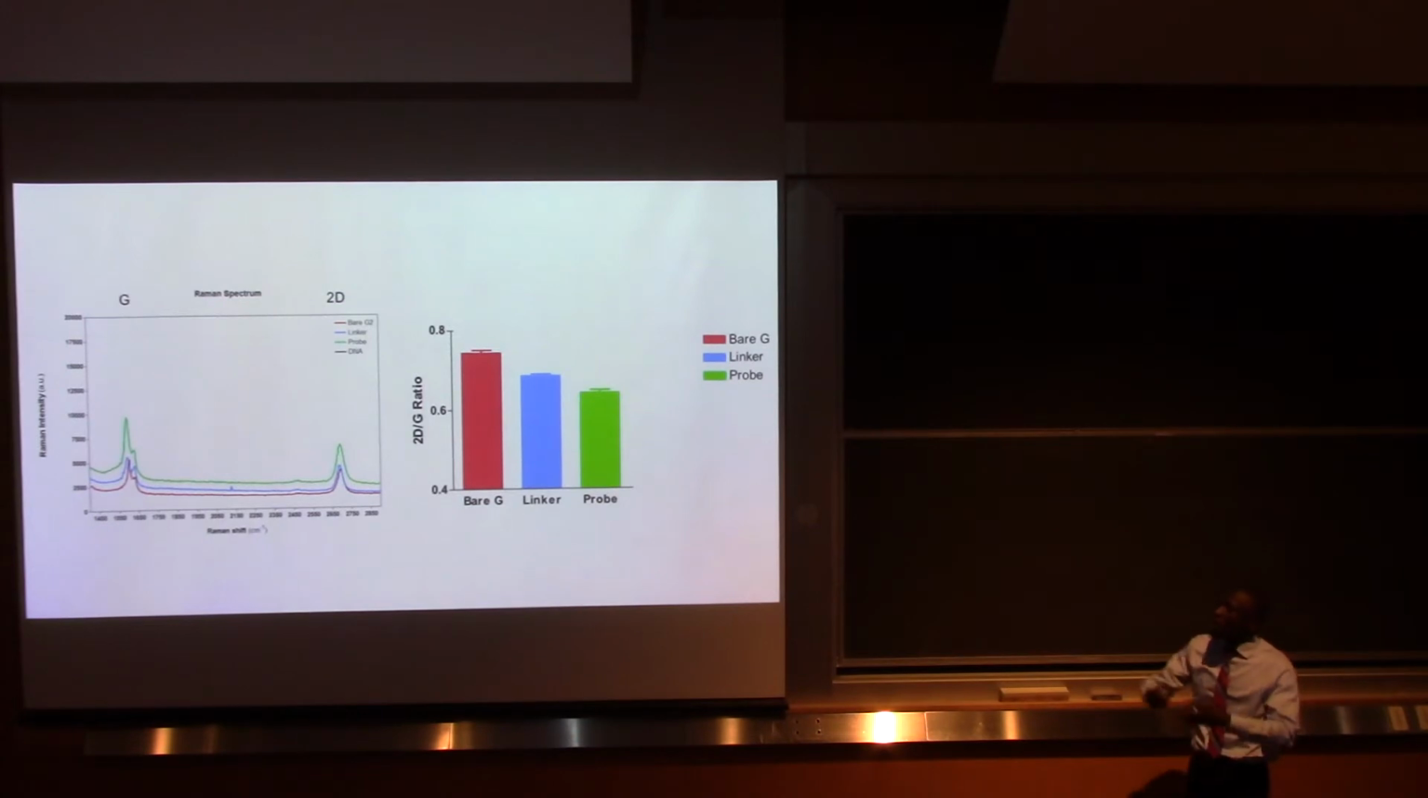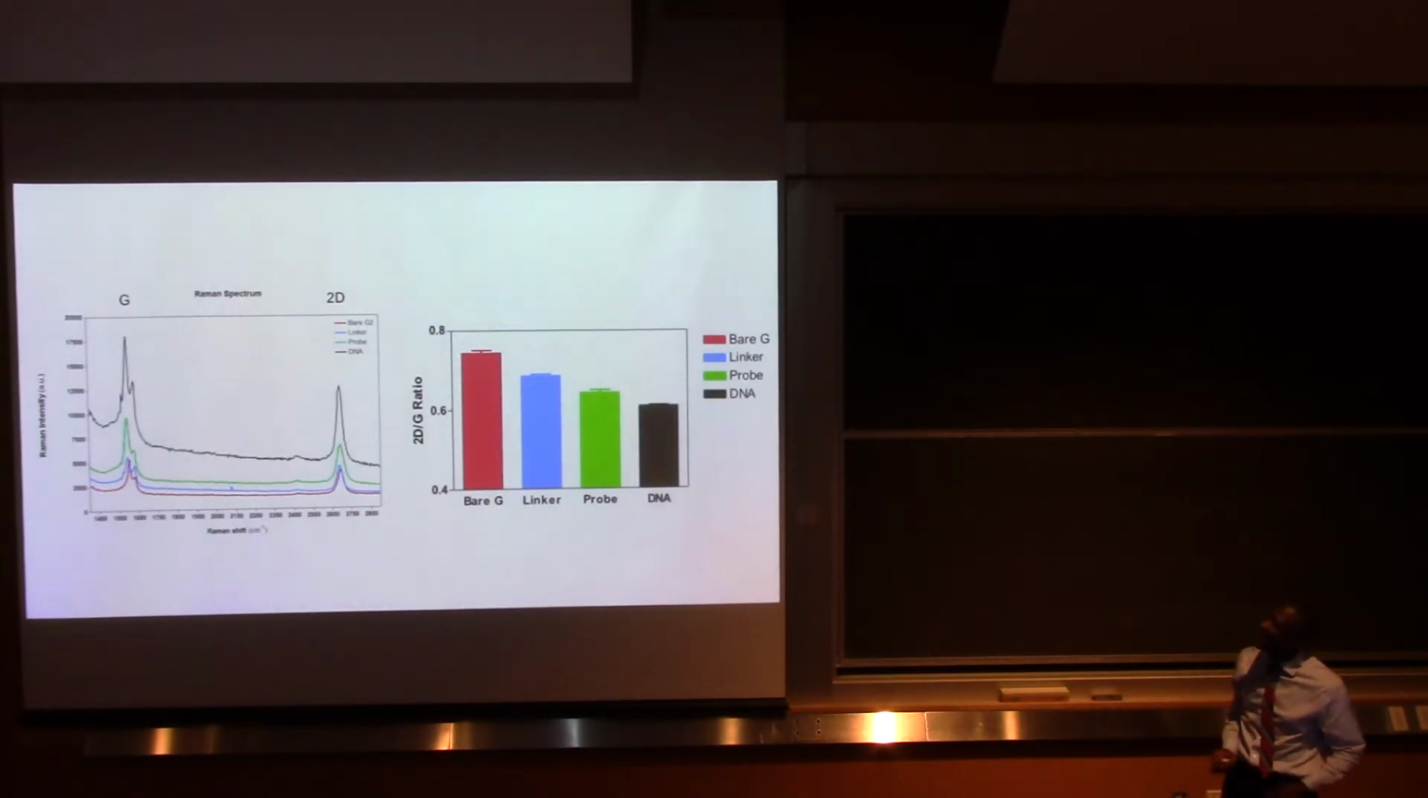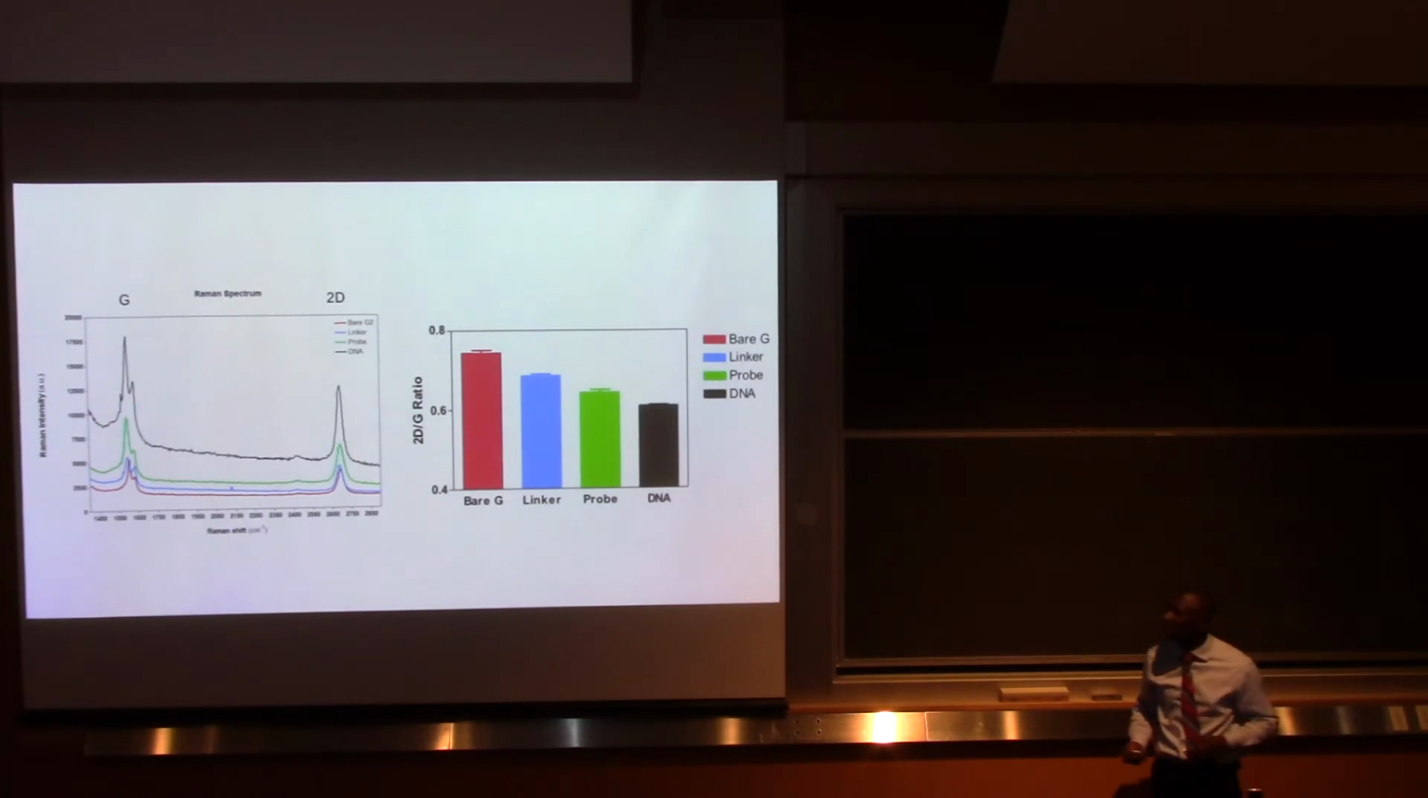So we warmed the target DNA, Streptococcus pneumonia, to see whether the DNA can attach to the probe on the graphene surface. After adding the DNA onto the graphene probe on the graphene surface, we could see that the G peak increased more compared to the 2D peak, hence suggesting that our probe and linker are able to attach to the graphene surface.